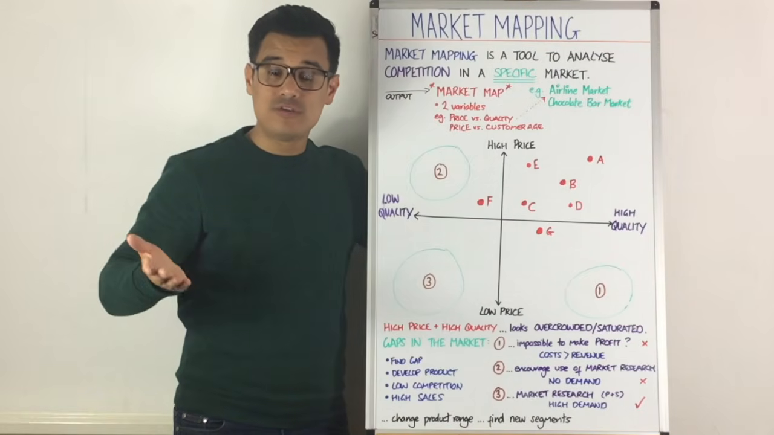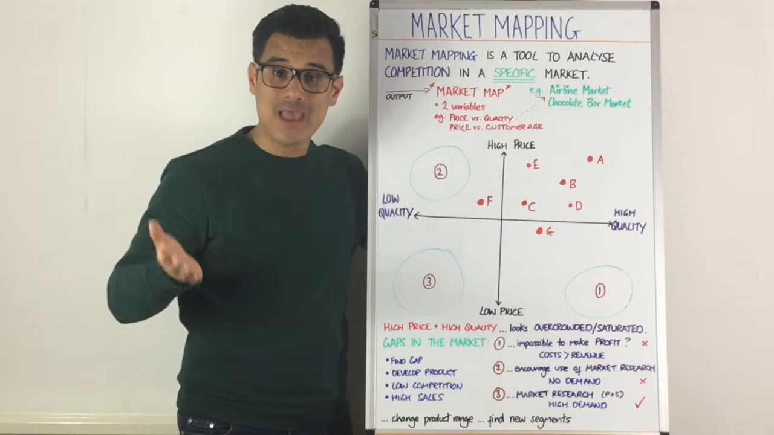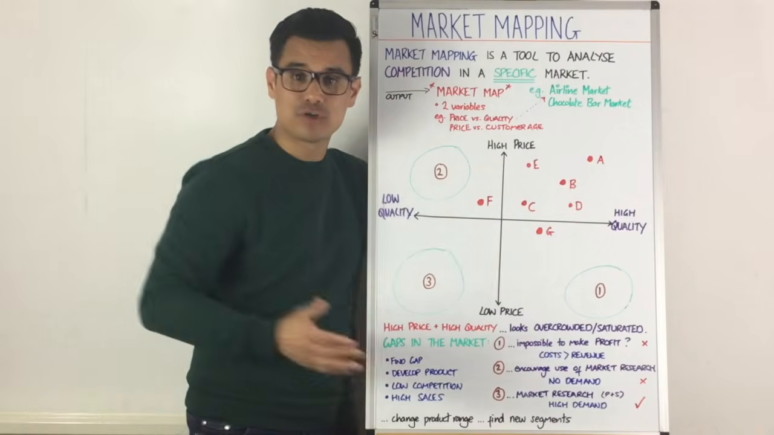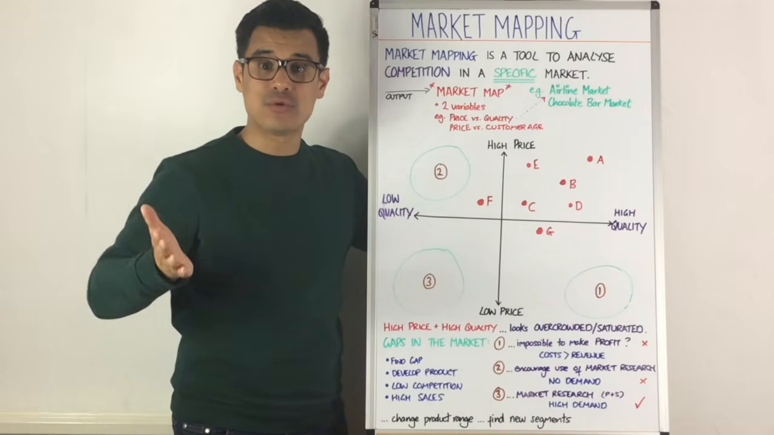So maybe you could have used a market map to decide that you don't want to enter the market and be in this quadrant because there's lots of competition. Lots of competition means you may have lower sales.